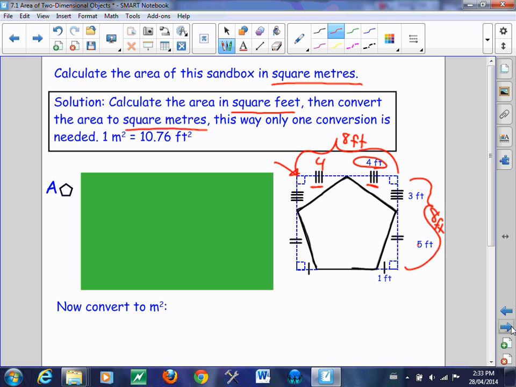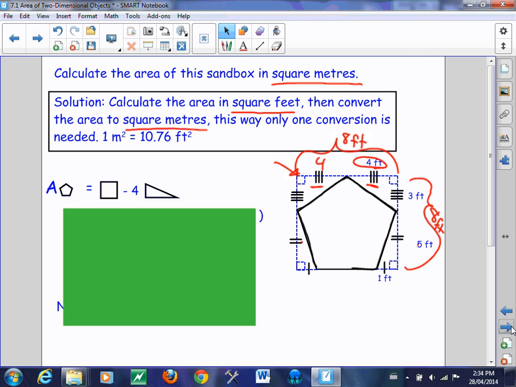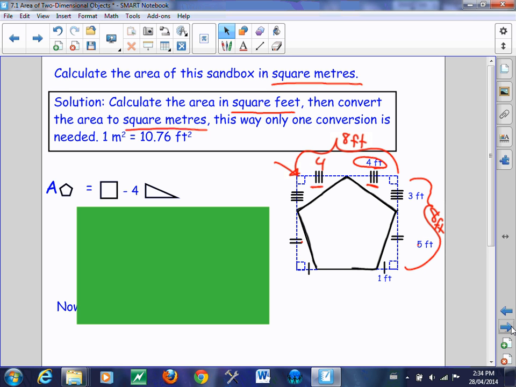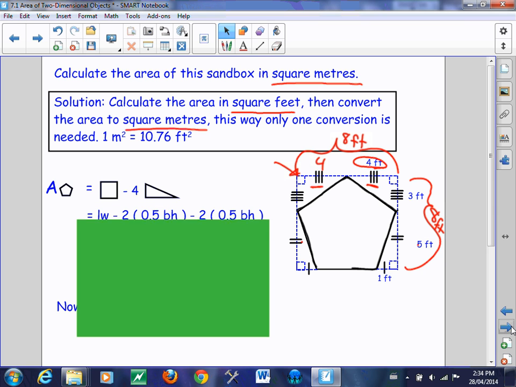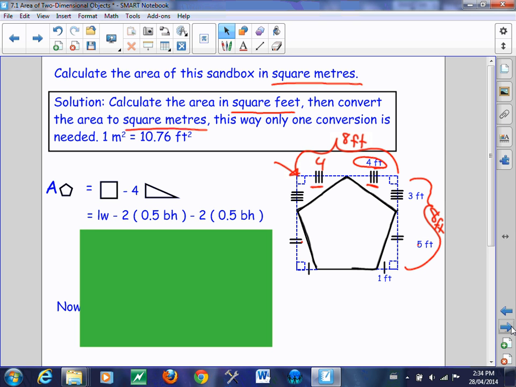So if we take 8 feet and get the area of the box and subtract these 4 triangles, 2 are the same on the top, 2 are the same on the bottom, then we can find the area of our sandbox. We're going to start off by taking the area of the square and subtracting 4 times the triangles. Remember, we've got to split those triangles into 2 separate parts. So the area is length times width, minus 2 times 0.5 base times height, which is just base times height divided by 2, folks.